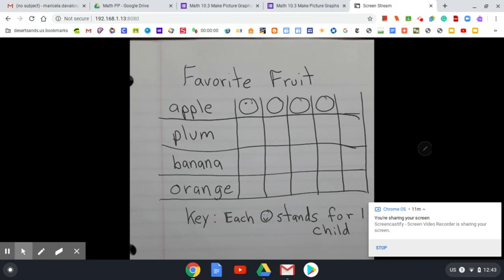Now you're going to have to do this on a piece of paper at home, and then you would have to answer the questions on the Google form. You're going to have to do the rest.